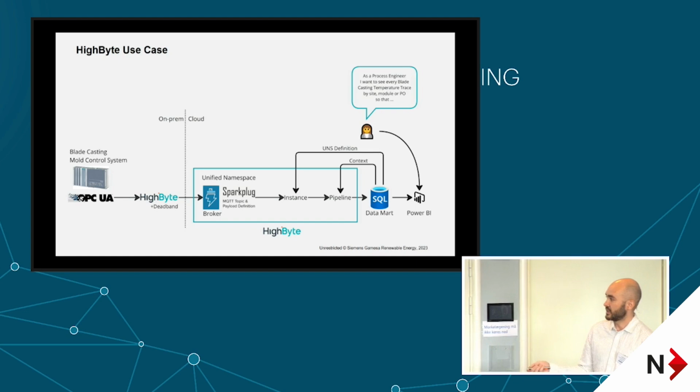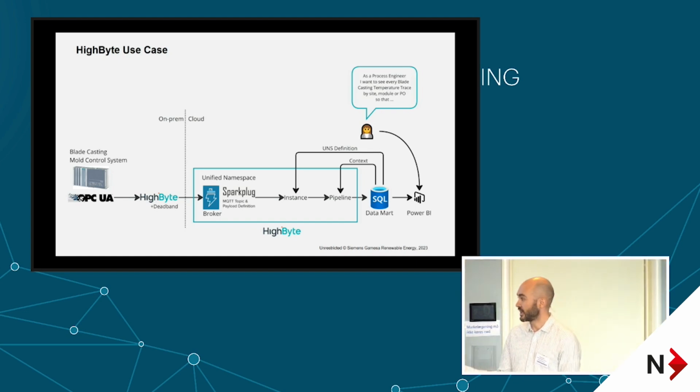Then on the cloud side, we have HighByte connected to the broker as well. And then we make a model and an instance of that unified namespace. And then we're taking the definitions of the unified namespace from our data mart. So we have 3 normalized SQL tables that we use for this use case. The one is for the UNS definition. That lives both in the broker, but it also lives in the data mart itself.